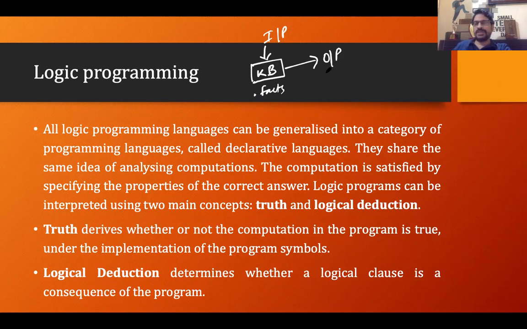So the output may be in the form of Boolean, either true or false, or it's some sort of value. The value may be a probabilistic value or a discrete value, right? Let's take an example of a knowledge base.